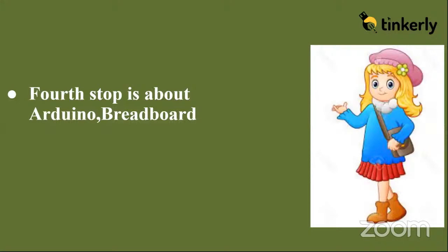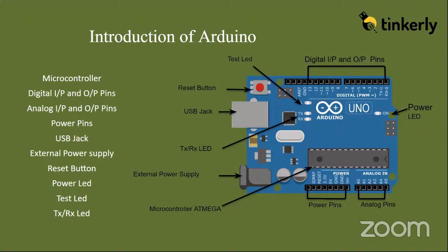Now, the fourth stop is about Arduino and the breadboard. So what is Arduino and what is a breadboard? Introduction of Arduino. Arduino is the brain of your electrical components. This is a processor. Whatever signals, whatever instructions you give to your brain, that is the Arduino. This Arduino is similar to the human brain. Whatever signals we get go to our brain, and then accordingly we do the movements of our hands, legs, and everything as an output. So here also in an electrical component, this Arduino is acting as a brain. Whatever input the Arduino is getting, it will process it, and accordingly it will give the output. So this is very important.